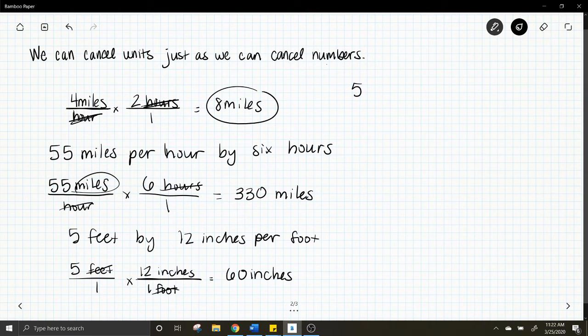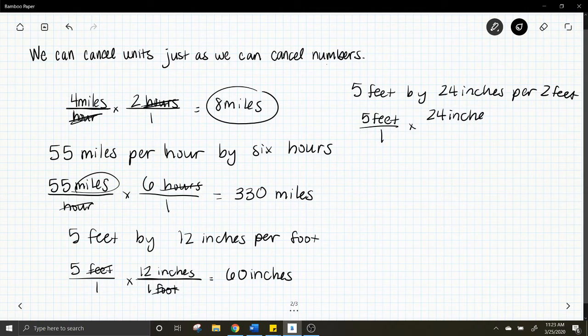Let's just use that same one and instead say it's 5 feet by 24 inches per 2 feet. That's pretty simple, but this way you get the idea. So it's 5 feet over 1, 24 inches per 2 feet. So here we're going to cancel our unit. We have a unit in the numerator and the denominator.